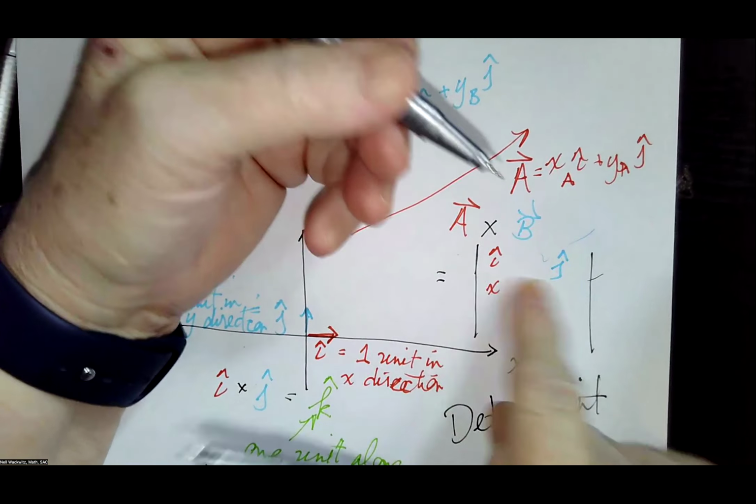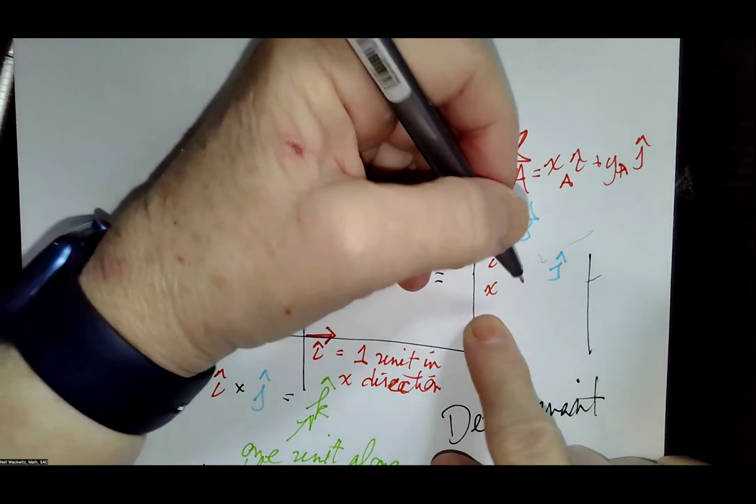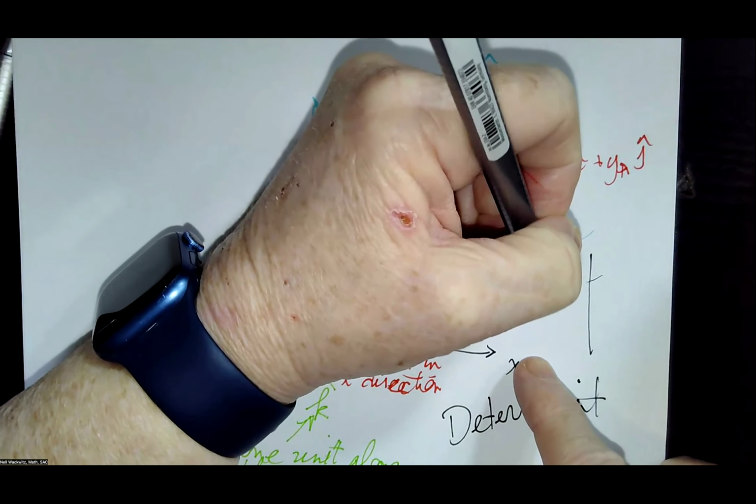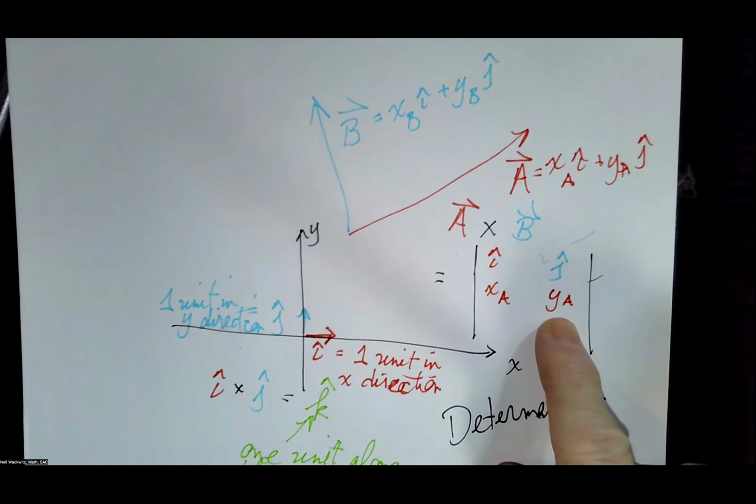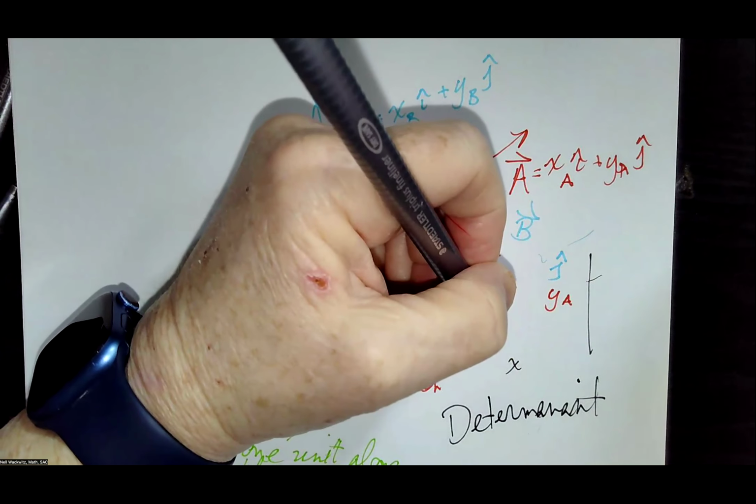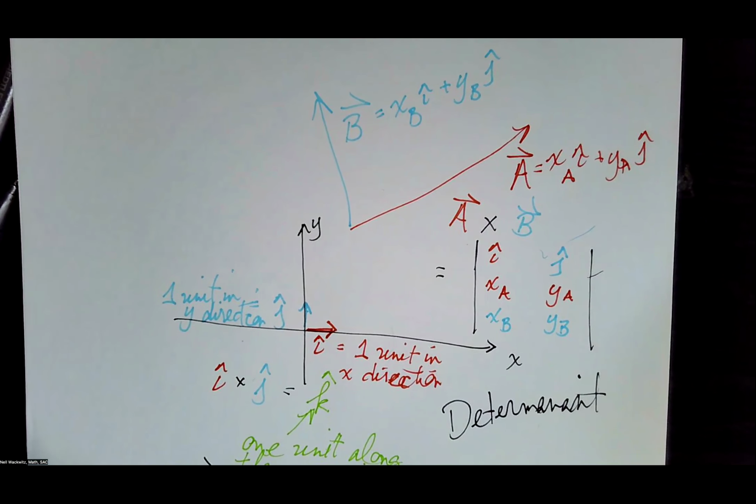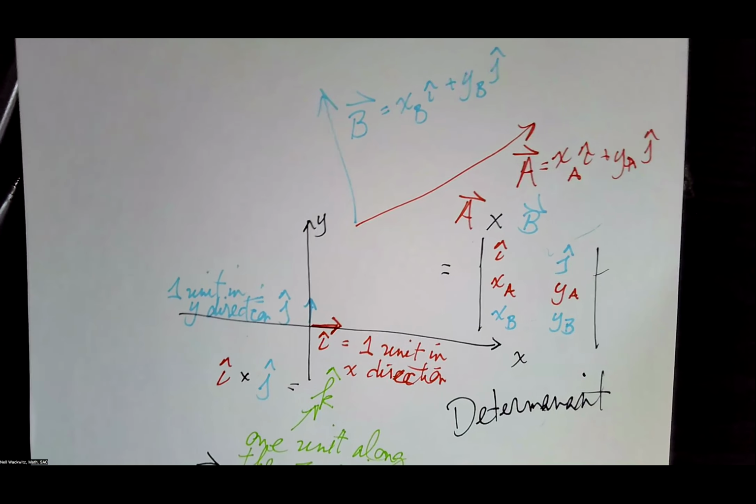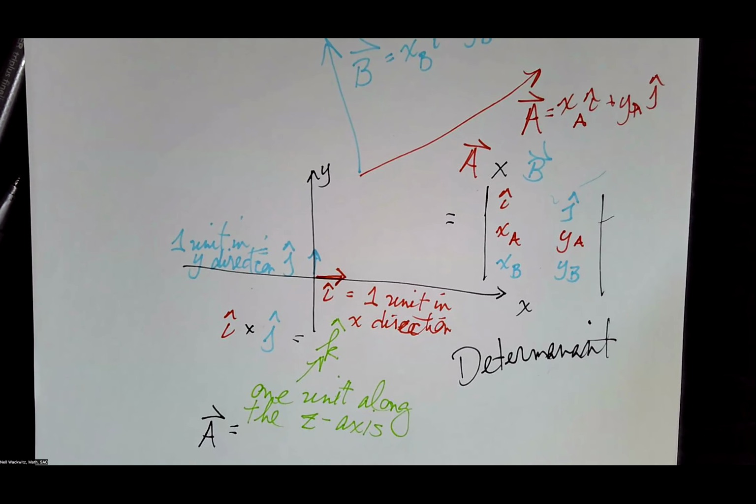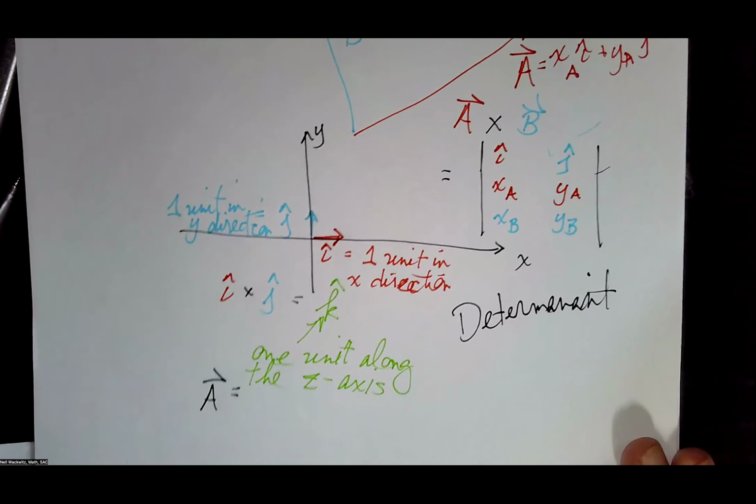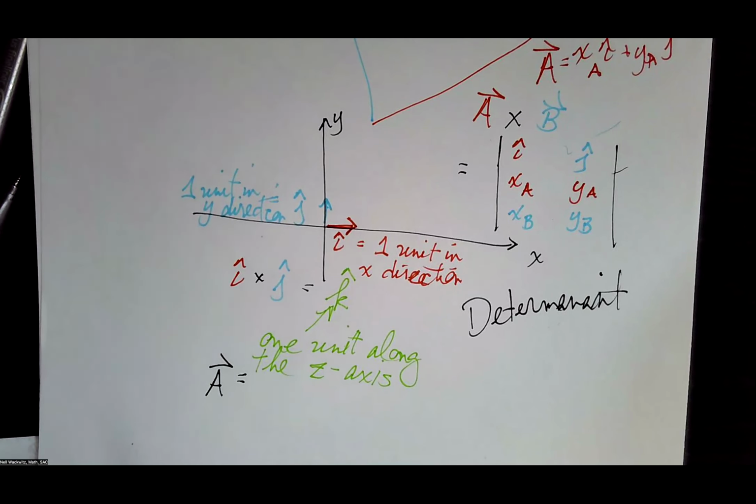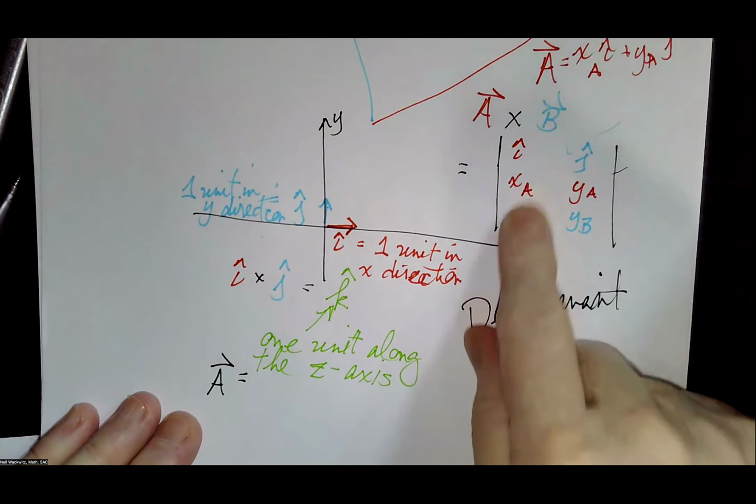So we've got i, j in the first row. We've got x sub A, y sub A in the second row. And we've got x sub B, y sub B in the third row. And the easiest way to figure out, let's not do it the easy way first. Let's just look at how you find the determinant.